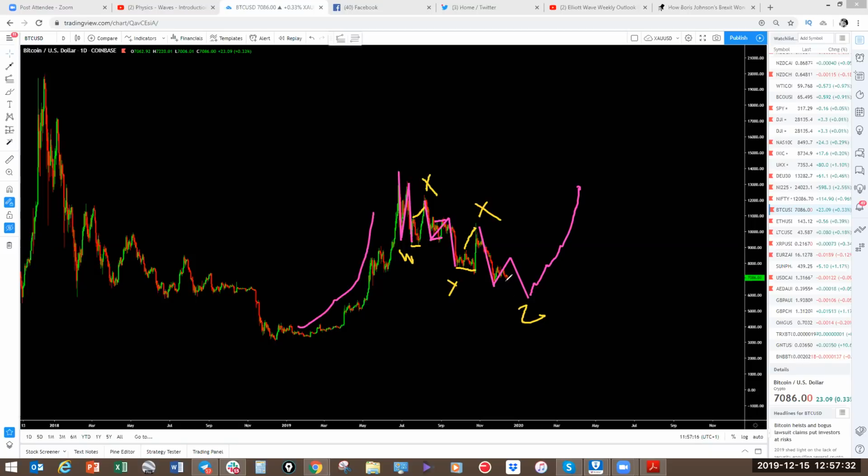Now, what are we looking for? We're looking for this to come back up here and complete this structure here. The lower degree X here is actually an ABC structure there. ABC structure here. We've got an A here. You're looking for a B here, and then a C to complete the cycle. So we're still expecting further downside on Bitcoin. Okay, so the lower it goes, the more you accumulate because eventually this is going to push higher. Okay, so that is the structure on Bitcoin, and that is what we're expecting.